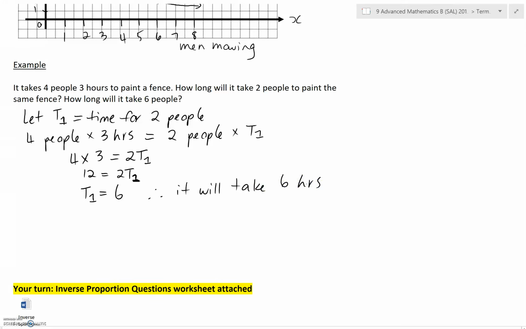Now the last part says how long will it take 6 people? So we can do exactly the same process. Except this time I want T2, which is what I'm interested in, the time for 6 people. Logically, it's going to take less time because the more people, the less time it will take, hence why we know it's indirectly or inversely proportional. But let's work it out algebraically.